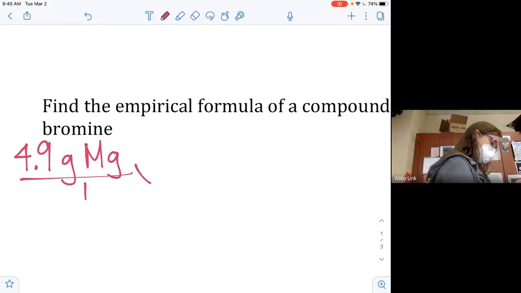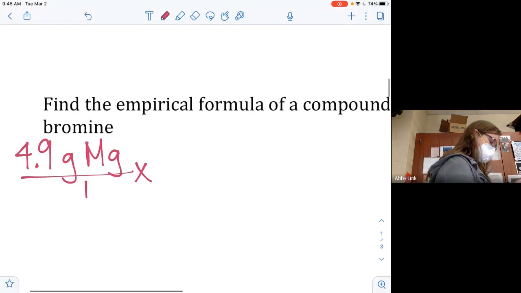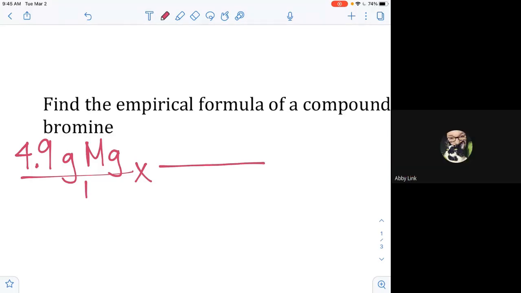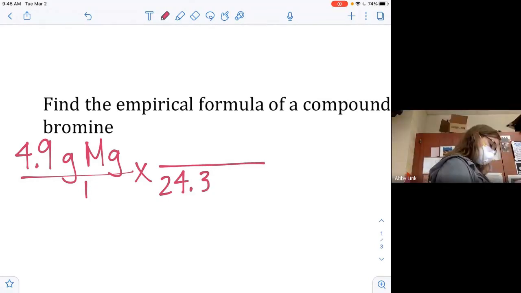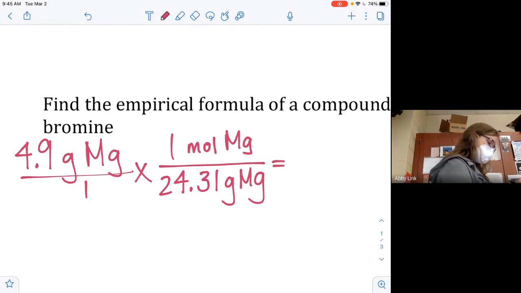Over 1. Again, I'm converting to moles, so I'm going to use molar mass. I'll have out my periodic table. Once I find magnesium on the periodic table, I'm going to round its molar mass to 2 decimal places, so I'm going to round that to 24.31 grams of Mg on the denominator so that my units cancel. And then 1 mole of Mg in the numerator on the top, because that's what I'm trying to convert to.